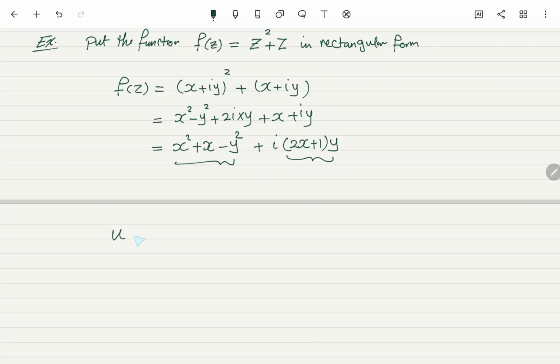u(x,y) equal to x squared + x - y squared, and v(x,y) equal to (2x + 1)y.